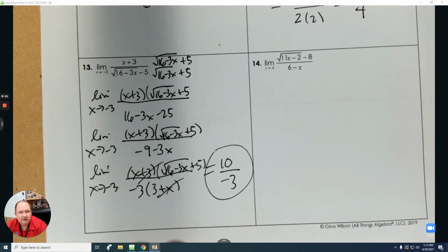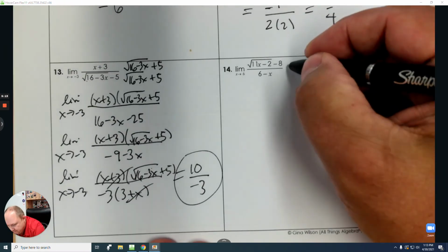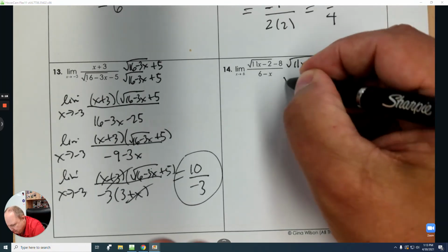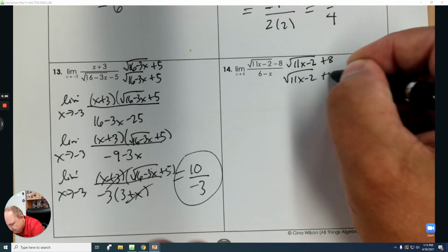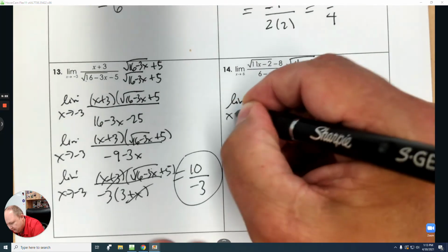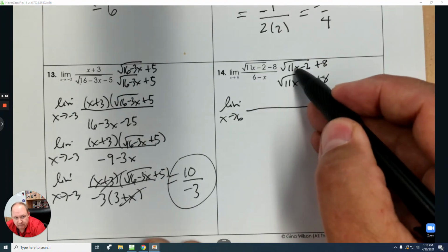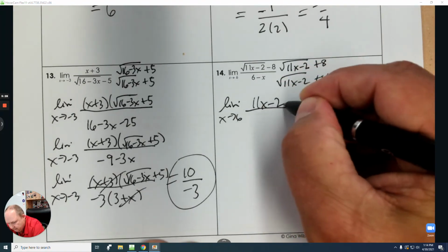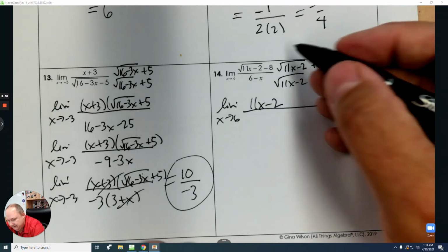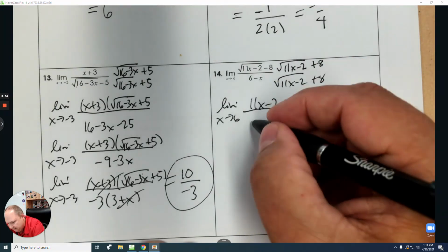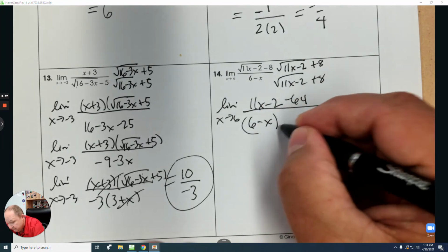All right, last one. The conjugate, that's the square root of 11x subtract 2 plus 8, top and bottom. So the limit as x approaches 6. The numerator, the square root times the square root, they just remove. So it's just 11x subtract 2. Negative 8 times 8, that's minus 64. The denominator, I'm just going to put them beside each other.